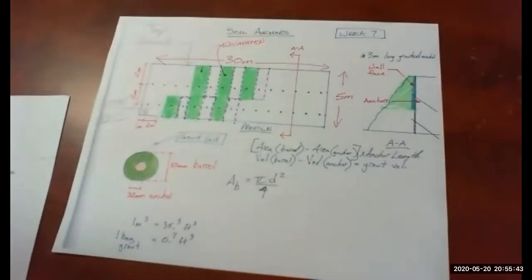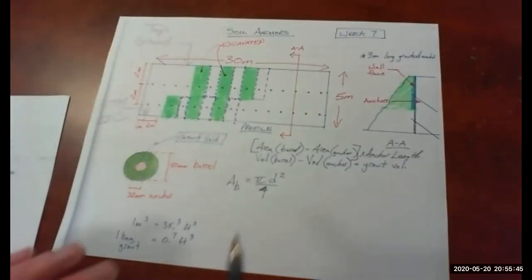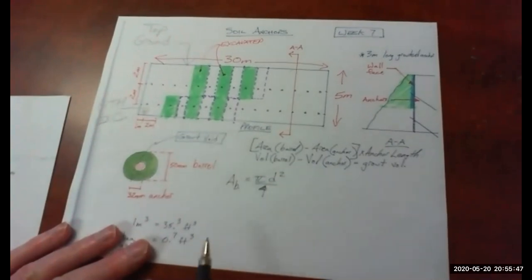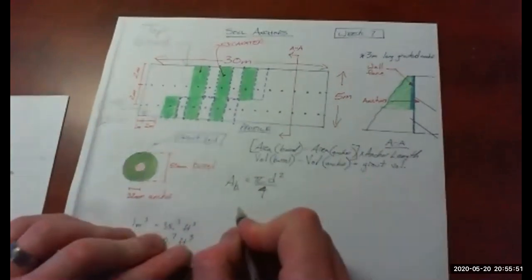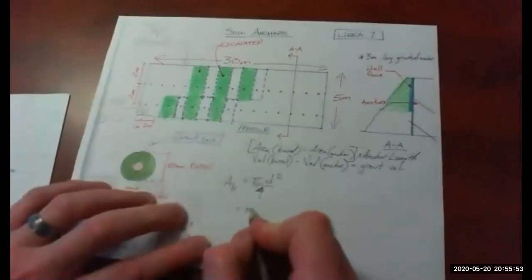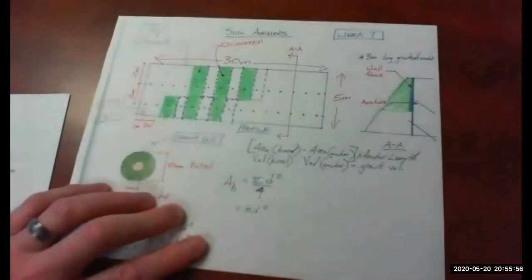So area of the circle, a couple different ways to calculate it. I like to go with pi d squared over 4. You can also do pi r squared. Either way will give you the same answer.